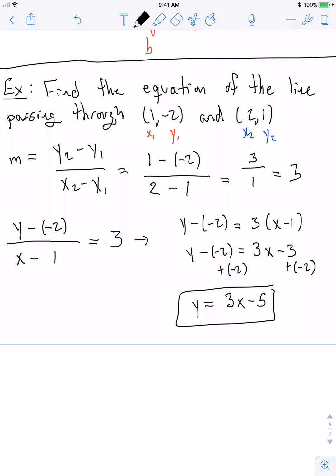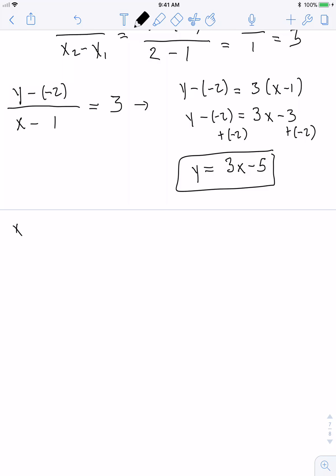We can quickly check to make sure this works by plugging in x is equal to 1 and seeing if we get y is equal to negative 2 out. And plugging in x is equal to 2 and seeing that we get 1 out. So why don't we do that second one here? So if x is equal to 2, then y is equal to 3 times 2 minus 5, which is 6 minus 5, which is 1. So (2, 1) is on the line.